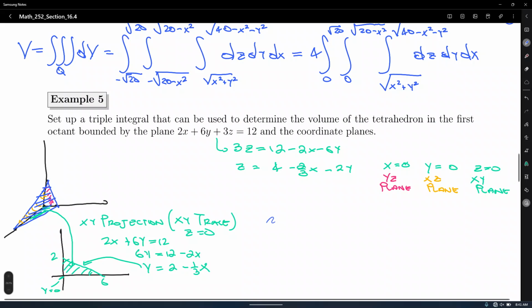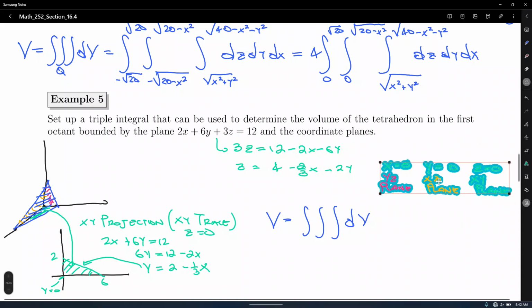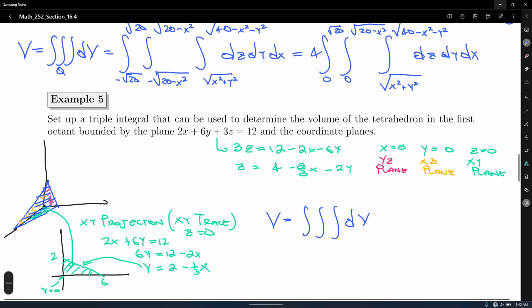So, again, volume will be the triple integral dV over the region Q, or the region D, which, by the way, I still need to write in set notation. Hold on. So, the domain D, that is all the ordered triples x, y, z, such that x varies between 0 and 6, y varies between 0 and 2 minus 1/3 x.